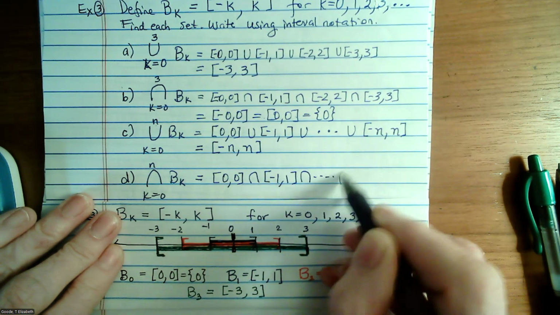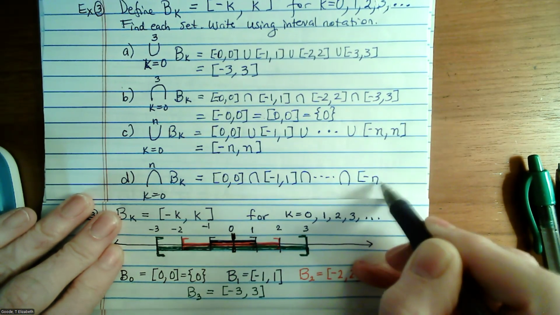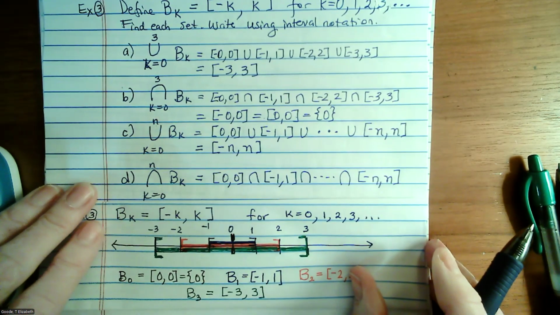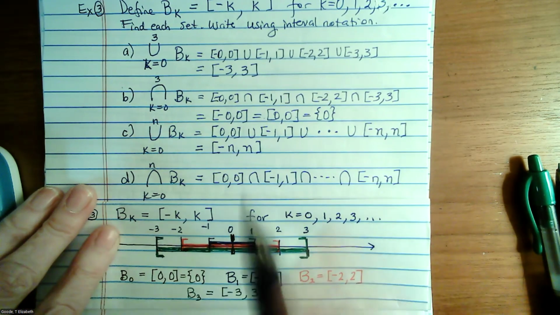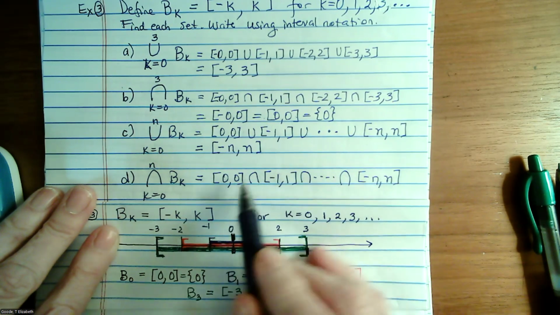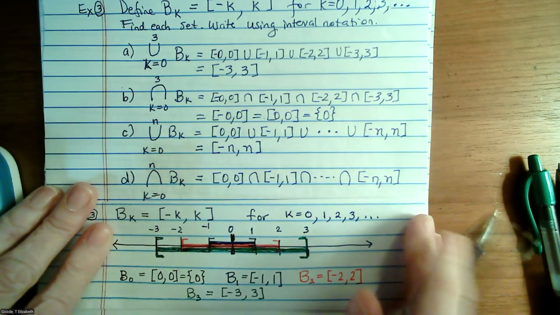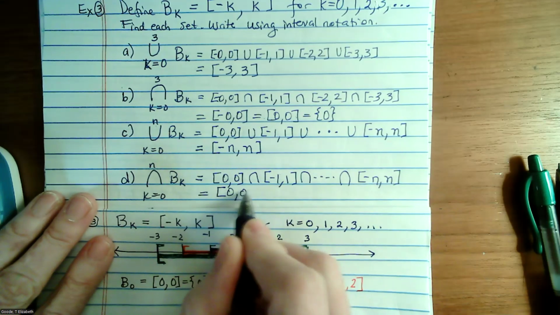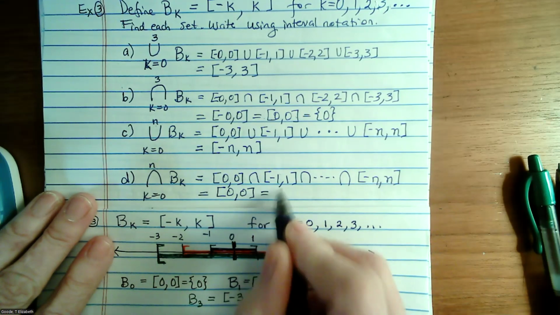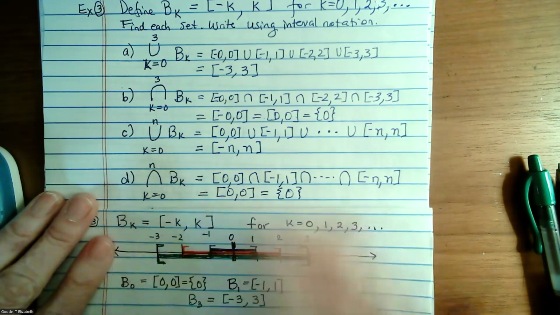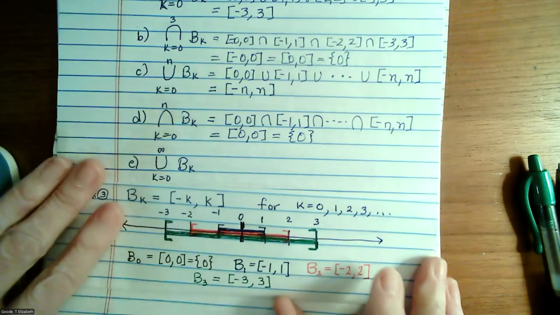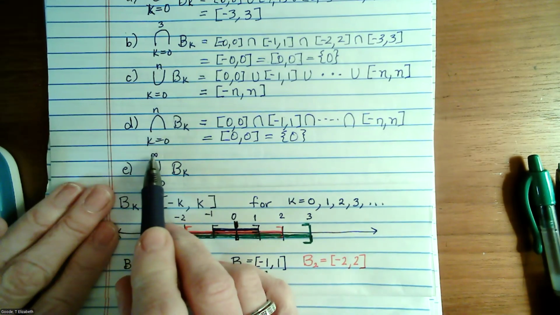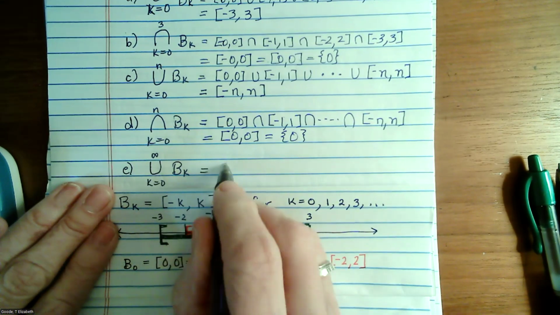What if we intersected all these, including negative n to n? Is that going to change? Adding more and more and more, does that really help with the intersection? Nope. It's still just going to be the singleton set with 0, right? So what about the union forever? The union from k equals 0 to infinity of the b sub k.